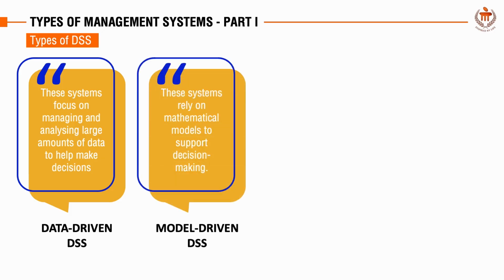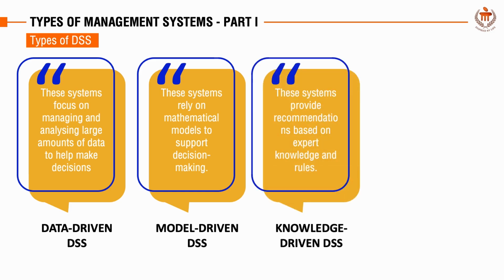The second type is model-driven DSS, which uses mathematical models and analytical tools to assist with decisions that require simulations or optimization. It is used to solve problems like financial planning, scheduling, or resource allocation using mathematical techniques. The third type is knowledge-driven DSS. These systems offer expert recommendations based on rules and knowledge from a specific domain. They provide guidance in specialized areas by mimicking expert reasoning.